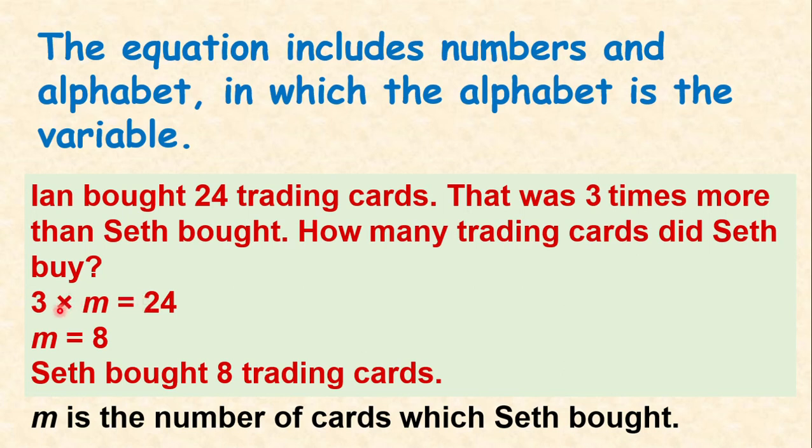If it's a small number, you can easily find out what M is. 3 times M is 24. So 3 times M is 3 times 8. So 8 is your M. Or we can do M is equal to 24 divided by 3, and the answer will be 8. So there are two ways we can get the answer. Remember, M is the number of cards which Seth bought. Thank you.